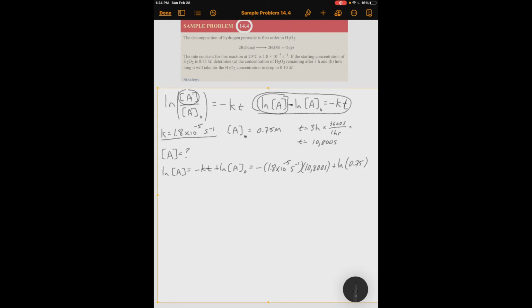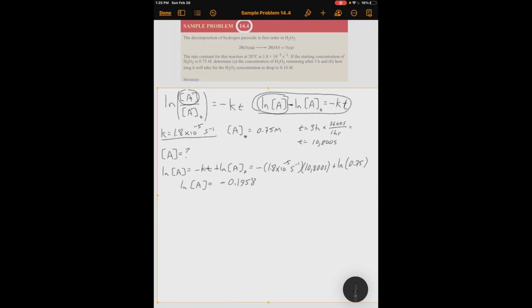Okay. So now that will give us ln of a, the natural log of the concentration of A. And let's go ahead and do the computation. 1.8 times 10 to the minus 5 times 10,800 is 0.1958, but there's a negative in front of it, so it's negative 0.1958. And then we want to add to that the natural log of 0.75, ln.